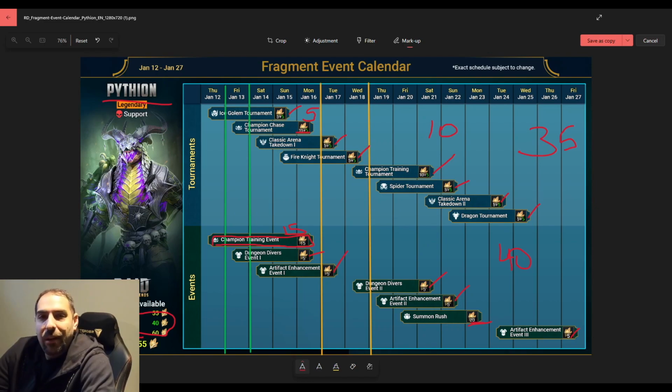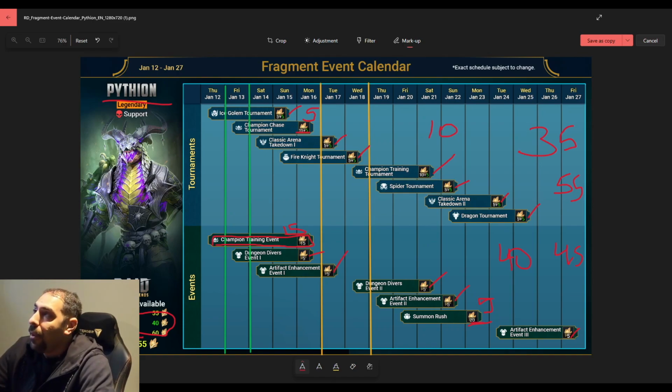I could save my shards here. This is most likely going to be 5 for Summon Rush and then the additional 15 at the next level. So all in all, what do we have here? We have our full 15, 20, 25, 30, 35, 40, 45 here. And then we have our 5, 10, 15, 25, 30, 35, 40, 55 up here, and there is our 100.